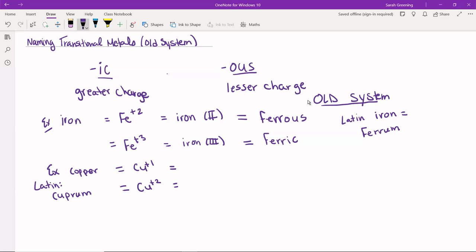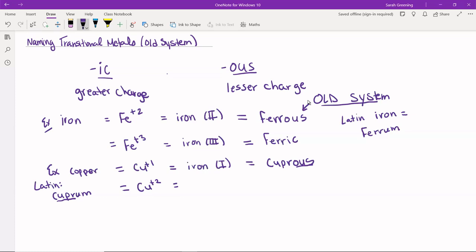We'll get cuprous. If it was Roman numerals, you would use copper(I) for the +1 charge. But if it's the old system, you're going to use the root word of cuprum, which is just C-U-P-R, and then the O-U-S. So the us again is indicating a lesser charge.